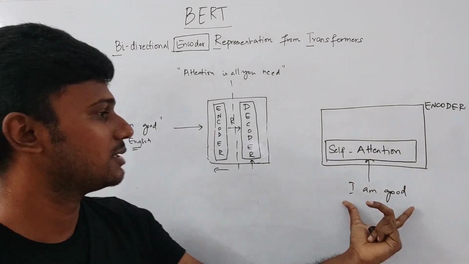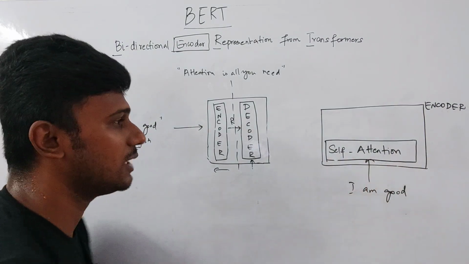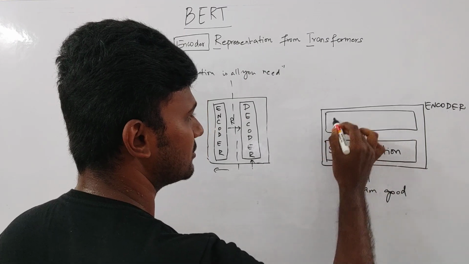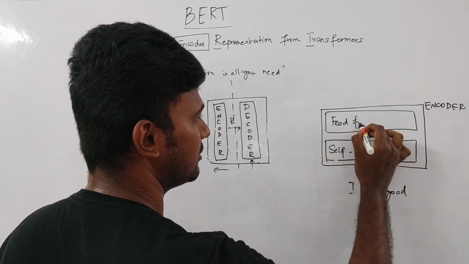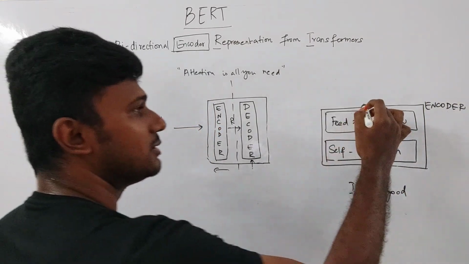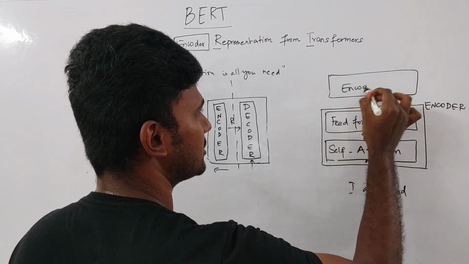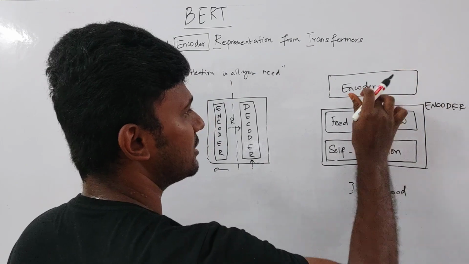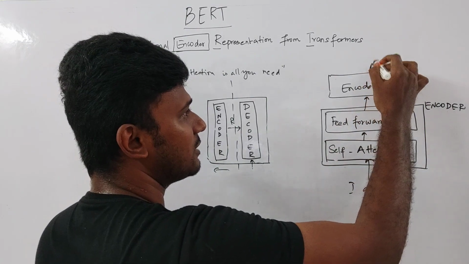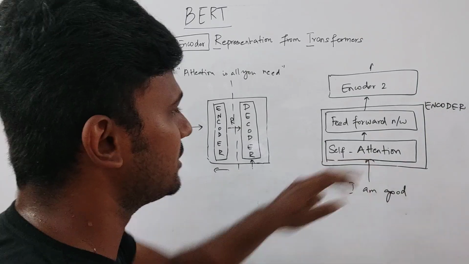And this I am good is now sent into the encoder, and inside the encoder we have something called self-attention. After the self-attention, we have one more block, which is the feed-forward network. And this is now sent into some other encoder. So we have encoder 2 here. This is encoder 2, this is encoder 1, and encoder 2 will again contain a self-attention and the feed-forward network. And this is now sent into encoder 3, and similarly we have multiple encoders stacked upon each other.